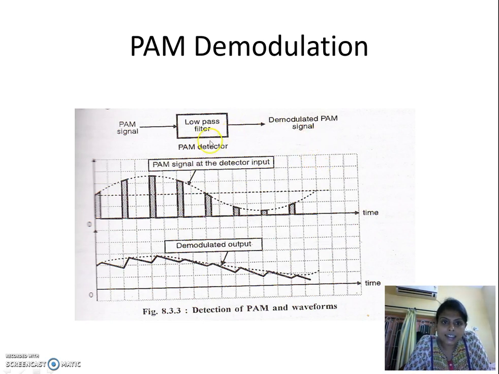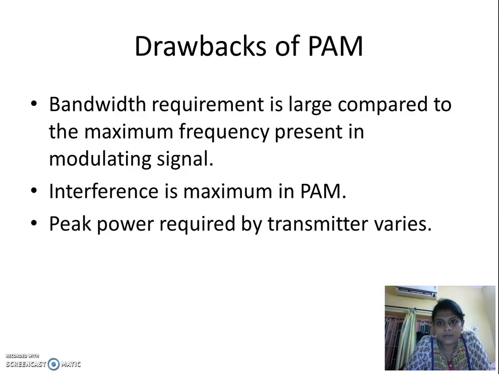If we pass the sampled signal through a low pass filter, then we can get back the original analog signal. Now there are a few drawbacks of PAM. That is, the bandwidth requirement is large compared to the maximum frequency present in the modulating signal. Interference is also maximum in PAM and peak power required by the transmitter varies.